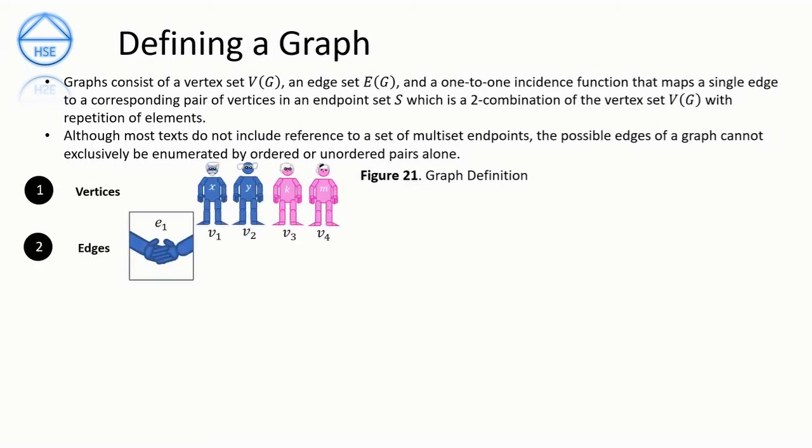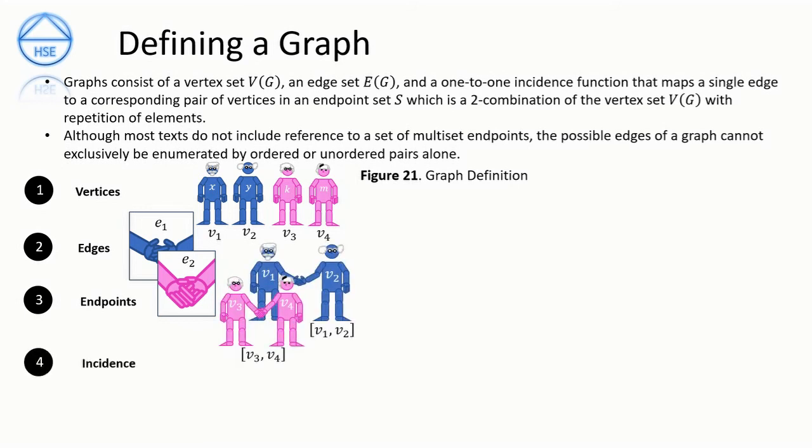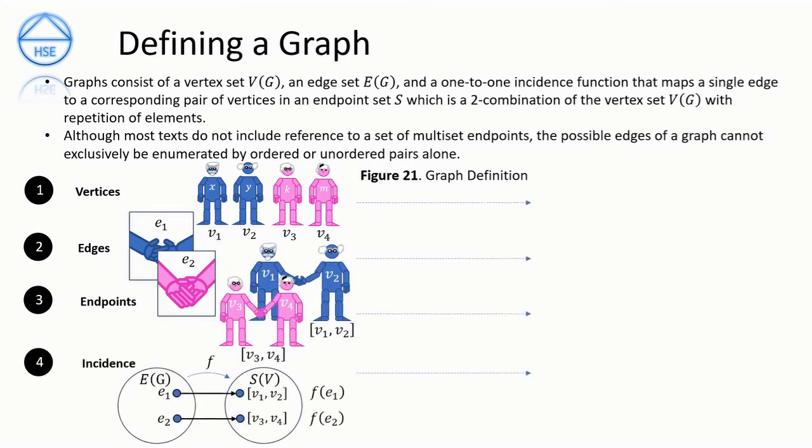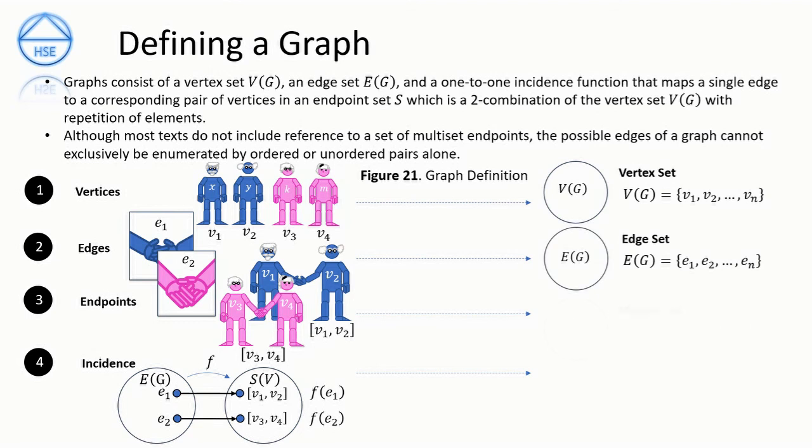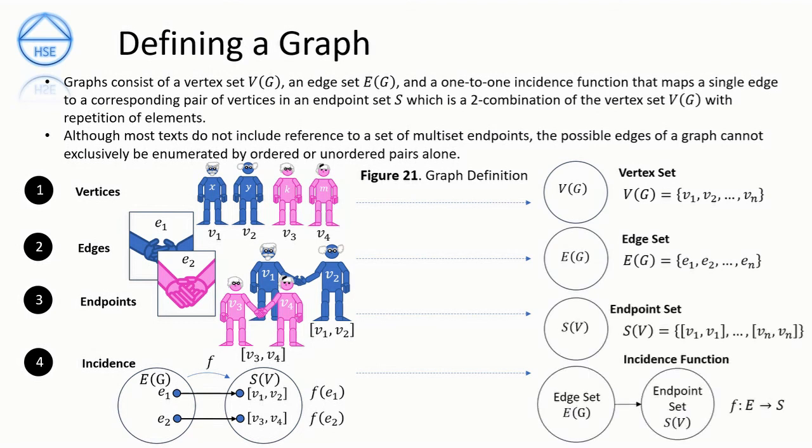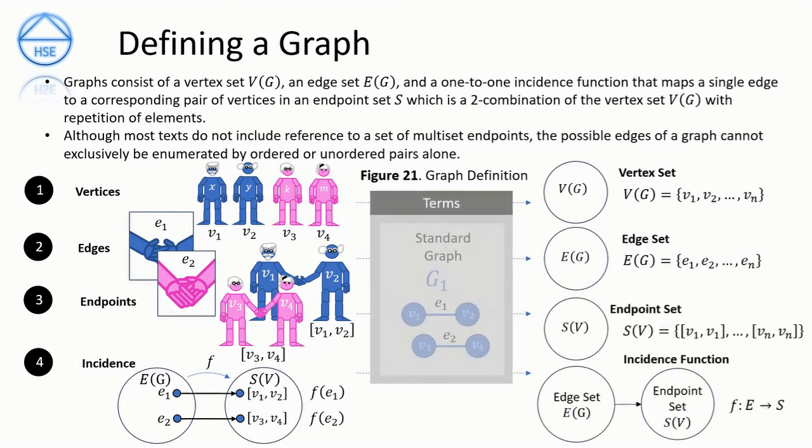Graphs consist of a vertex set, an edge set, and an incidence function that maps a single edge from the edge set to a corresponding pair of unordered vertices in an endpoint multiset, which is a two combination of elements of the vertex set with repetition of elements. These endpoint multisets are elements of the endpoint set S. Again, I seem to have failed to update the presentation.